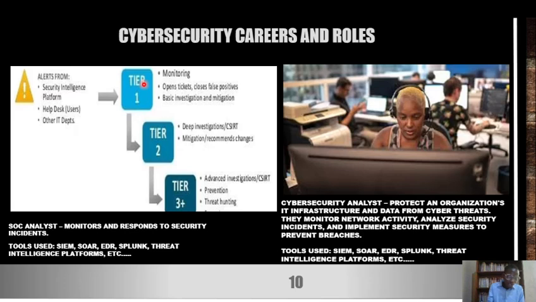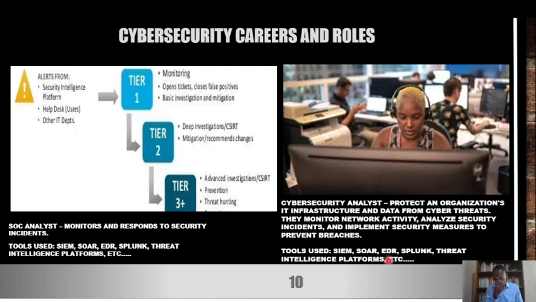They also make sure the company follows security standards like GDPR, HIPAA, and ISO 27001. They also prepare reports for managers and regulators. They also use tools similar to the SOC analyst. Among them is Nessus. I didn't write it here.